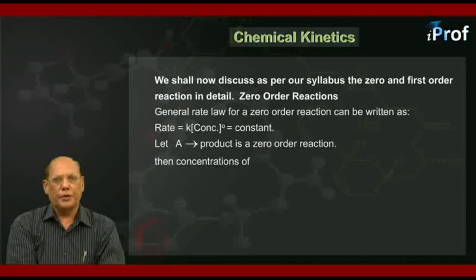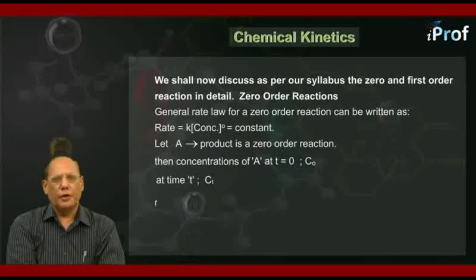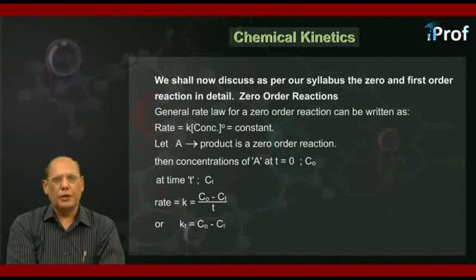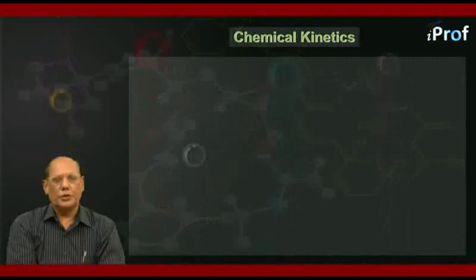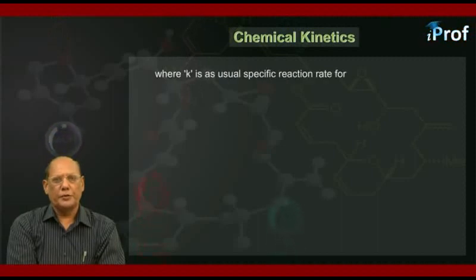Let A changing into products be a zero order reaction. Then the concentration of A at T equal to 0, let it be C0. At time T, let it be Ct. Therefore rate, which is equal to K, is equal to C0 minus Ct divided by T, or Kt equal to C0 minus Ct, or Ct equal to C0 minus Kt, where K is as usual the specific reaction rate for a zero order reaction here.